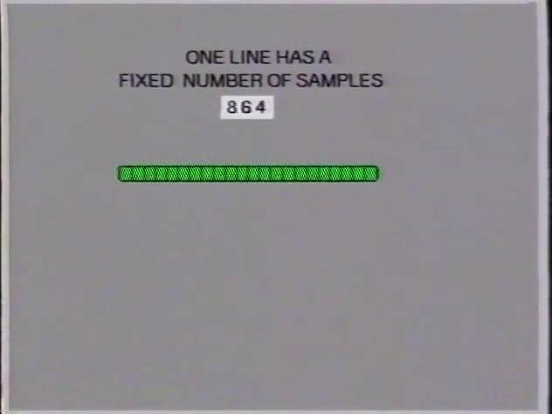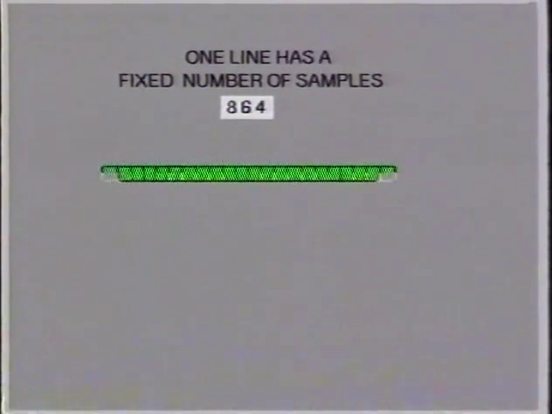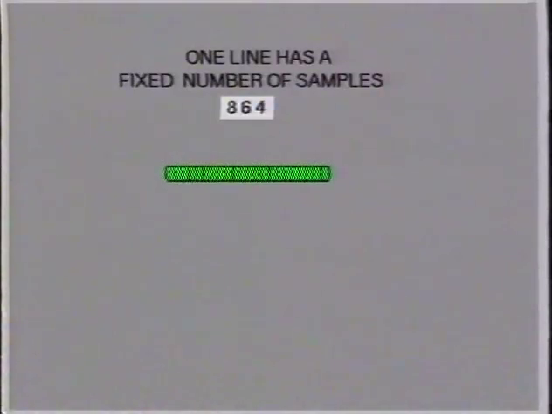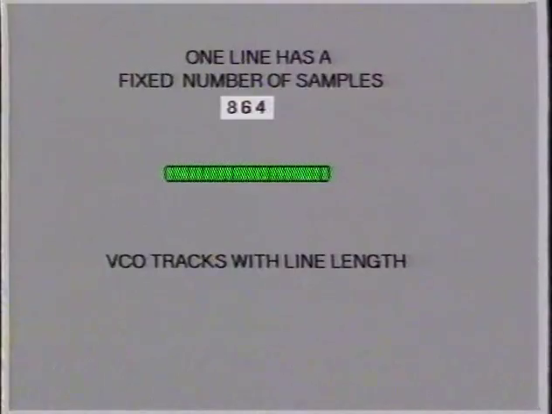But what happens if the line length changes? Which of course happens. Well, it's easy. If the line length is longer, the samples are spaced further apart, and if it is shorter, they'll be closer together. This is achieved by making the write clock frequency track with line length.